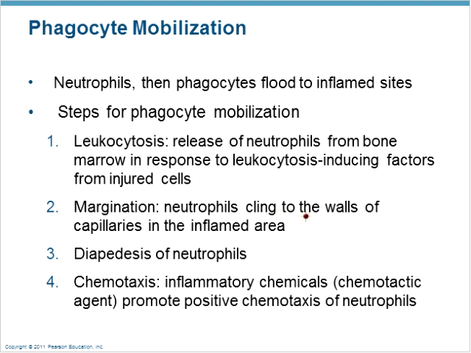There's marginalization. That means the neutrophils cling to the wall of the capillaries in the inflamed area. And then there's diapedesis, as we talked about, in neutrophils, where they escape through small openings in the capillaries, which allow them to directly attack whatever's foreign to our body. And the chemotaxis, where the inflammatory chemicals, chemotactic agents, promote positive chemotaxis of the neutrophils.